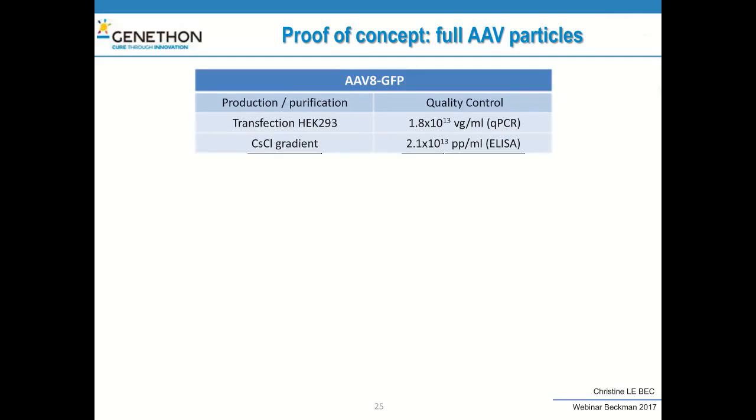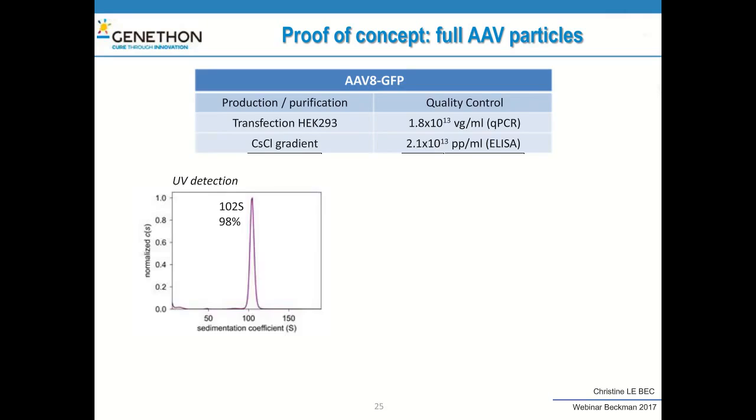After that, to complete the characterization of the empty particle, we look at the full particle. For that, we take one example, the AAV GFP. This lot has been produced by triple transfection in human cells, purified by cesium chloride, and we made quality control on this product. We made a titration of the VG titer and of the total particles, and we have a very nice correlation between these two assays, meaning that we have only full particles.